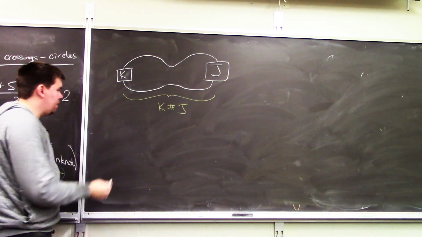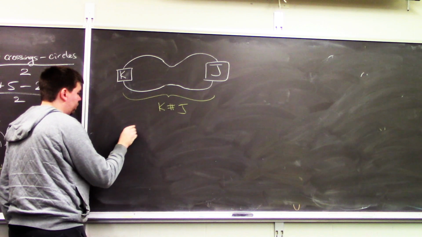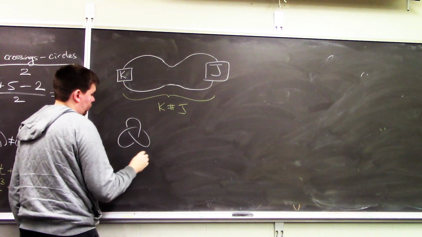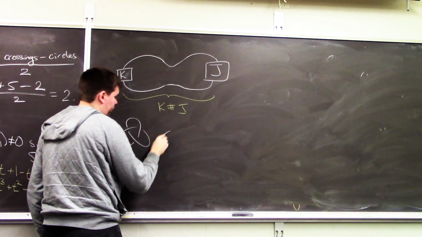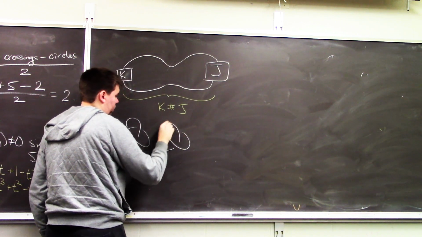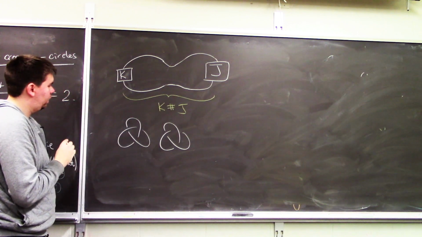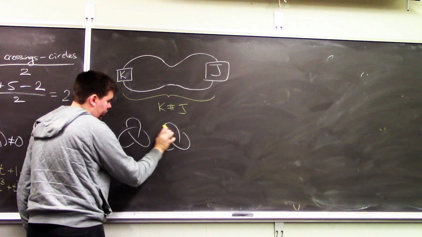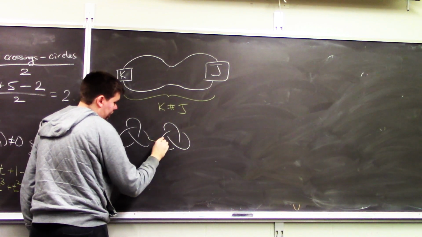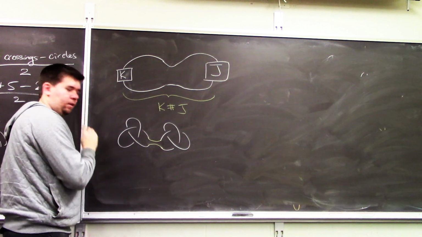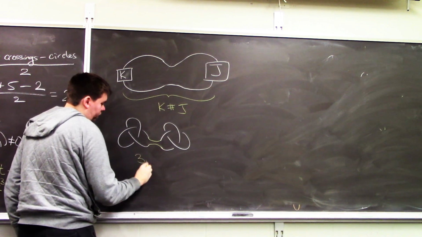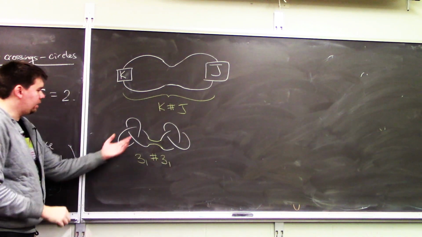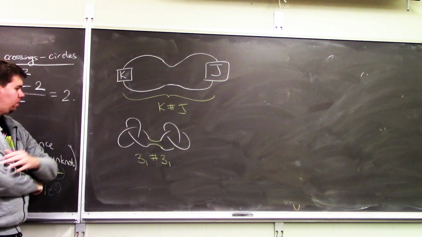I guess we should see an example, right? Let's do an explicit example. Here I have a trefoil, and I can have some other trefoil over here. And then what you could do is you could merge them together by connecting them up like this. And then you get the trefoil connect sum itself. So that's what we mean here by combining two knots.